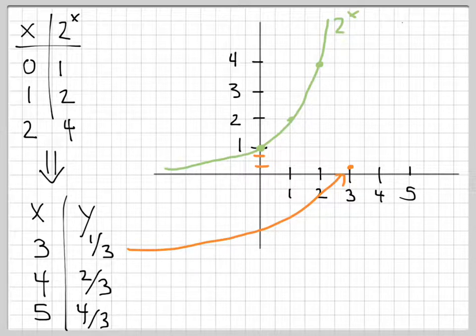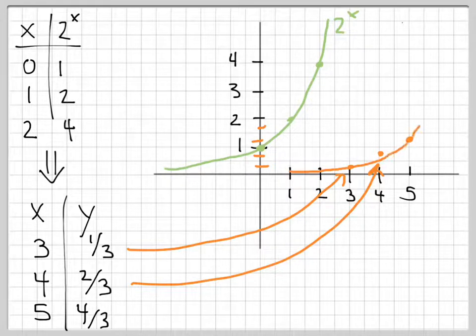4, 2/3 is here. And 5, 4/3, let's add some more thirds. 5, 4/3 is here. And so now we just connect these. Like that. And here's the graph of y equals 1/3 times 2 to the x minus 3.